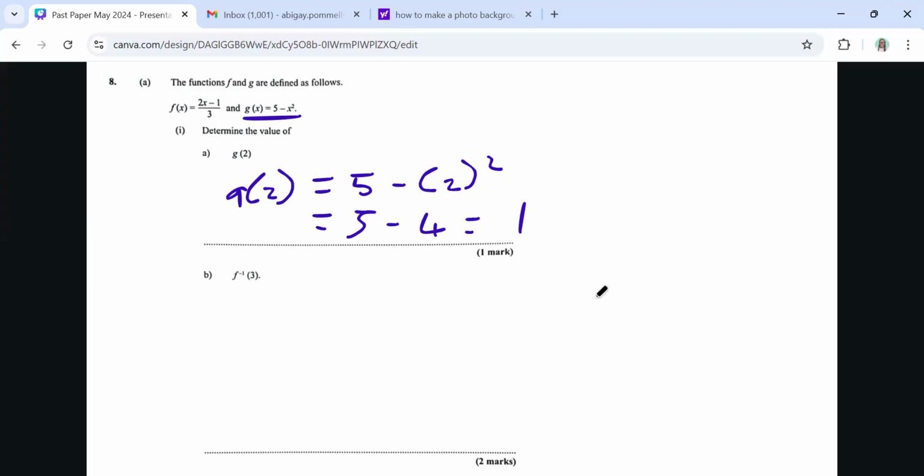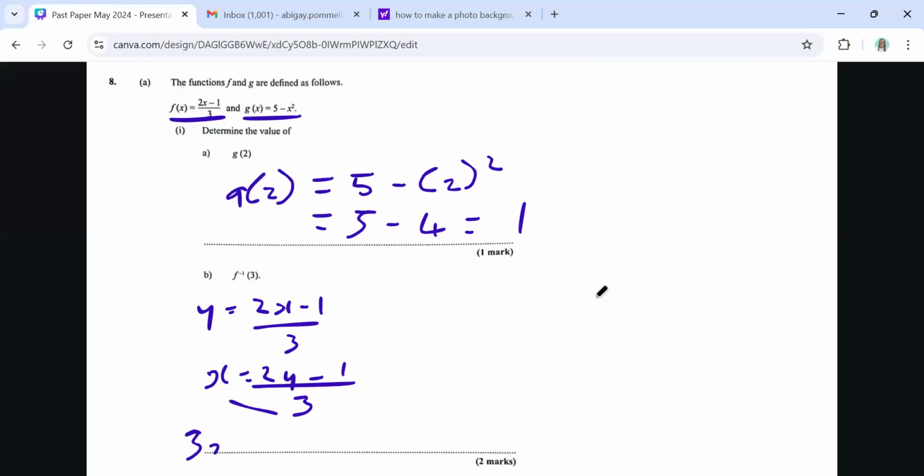So the inverse of f, so we're going to put this in inverse first before we solve it. So I'm going to change f of x to y, 2x minus 1 over 3. So I'm going to interchange again. So now y is going to be x, and x is going to be y. And now I'm going to make y the subject. So 3 is going to come over here. So 3x equals 2y minus 1.